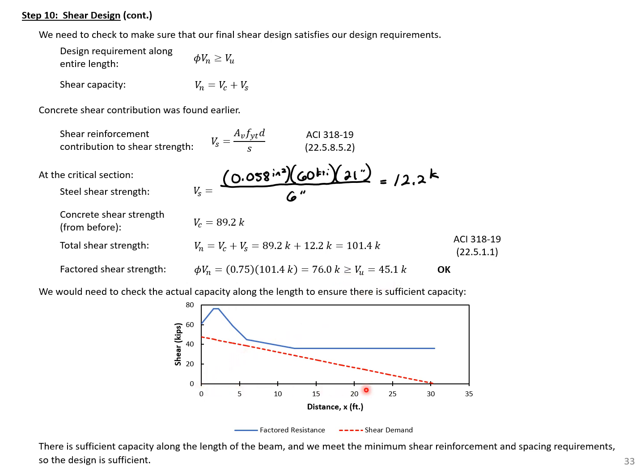We can check this along the entire length, and we can see here that our factored shear resistance is greater than our shear demand. So there is sufficient capacity along the length of the beam, and we also meet our minimum shear reinforcement and spacing requirements.